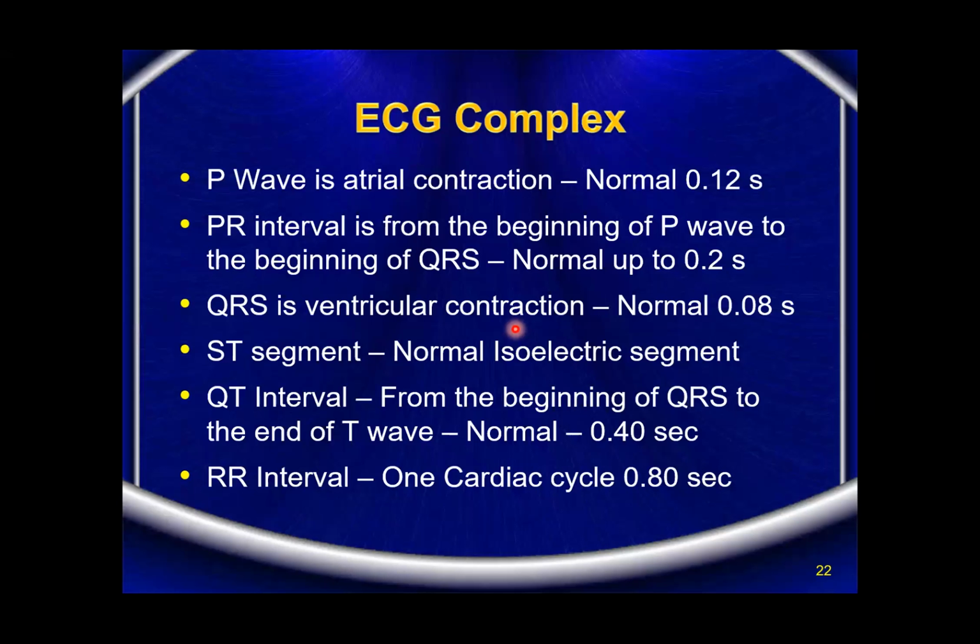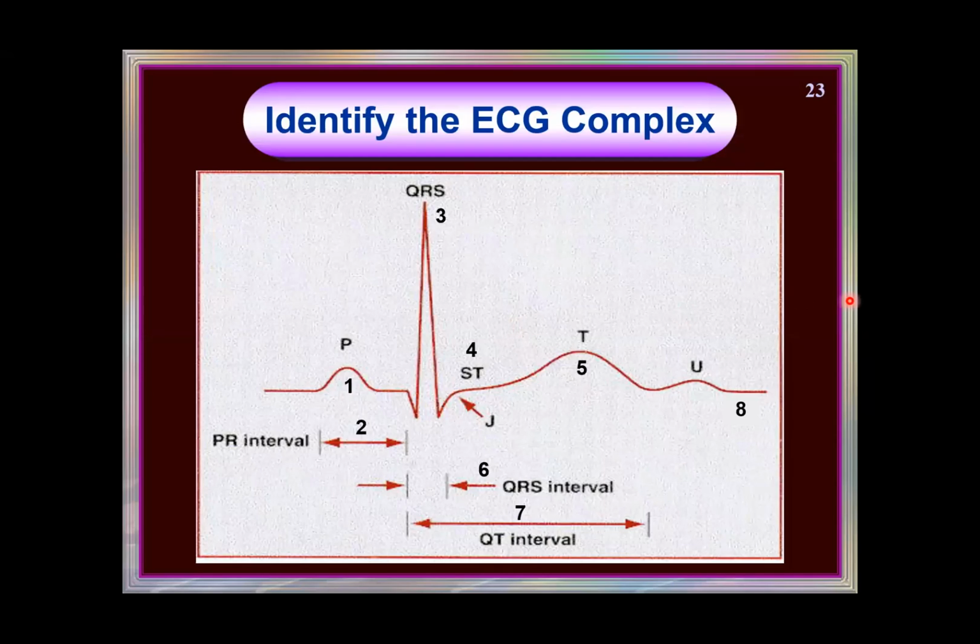Okay. Now, this part we learned. Now let us go to another, easier way of understanding. Now we made it very crisper. I would like you to identify each wave in your mind. When I say one, it is the P wave. So that is the atrial contraction.